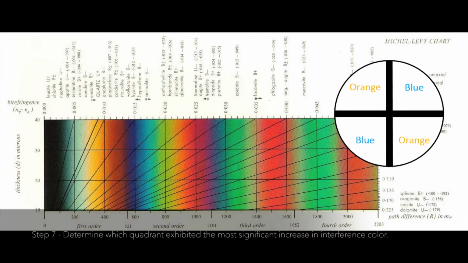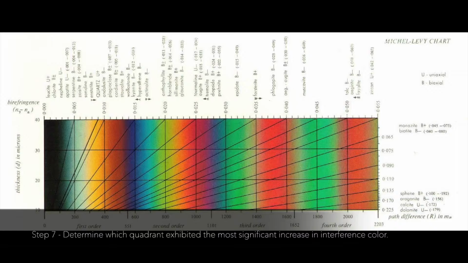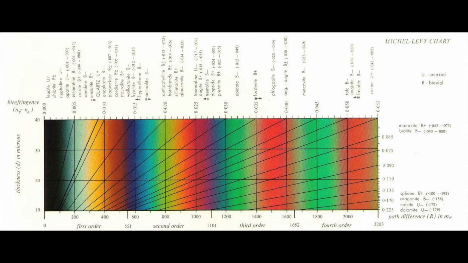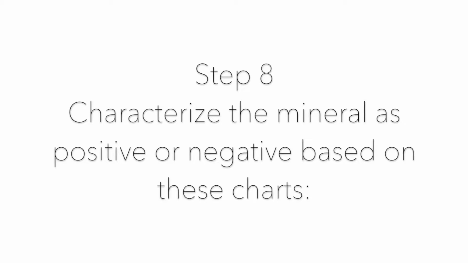Step 7. Using the Michel-Levy chart, determine which quadrant exhibited the most significant increase in interference color with the addition of the accessory plate. The northwest exhibited a first-order orange, and the northeast exhibited a second-order blue. Step 8. Characterize the mineral as positive or negative based on these charts.